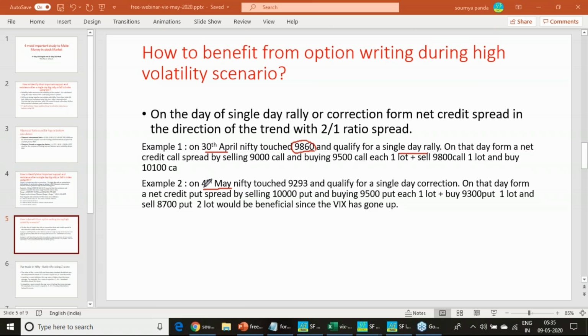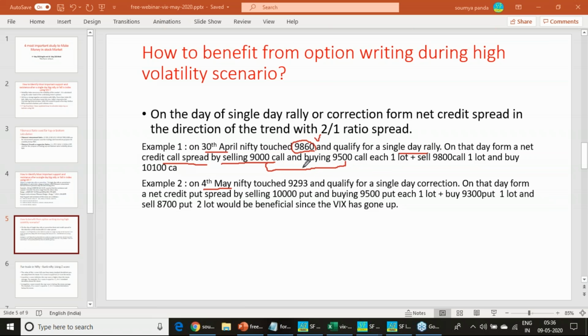On that day, form a net credit call spread. Very carefully listen, you are going to get option writing. Form a net credit spread along with a 2/1 ratio spread. So I have chosen 9,000 and 9,500. Why were these strikes taken when Nifty was at 9860?